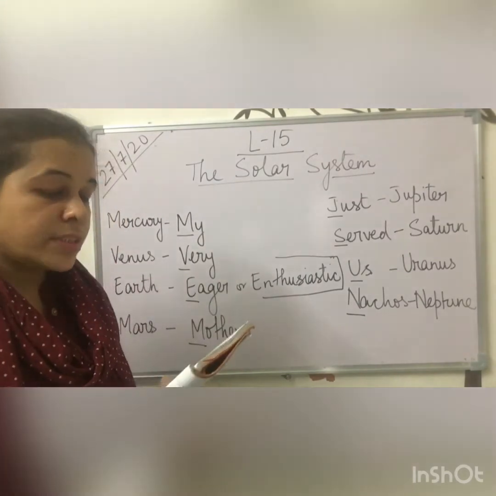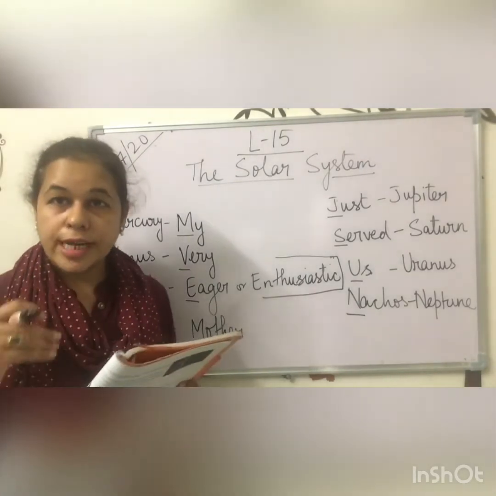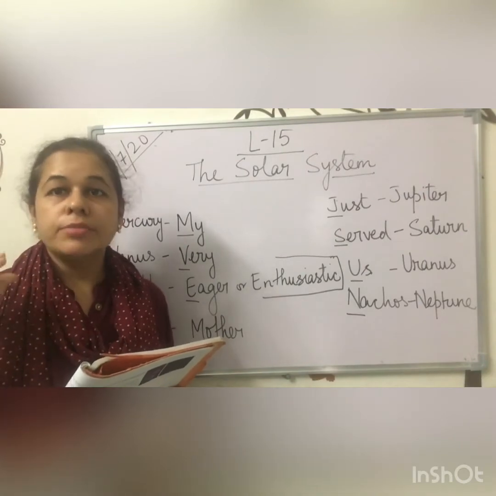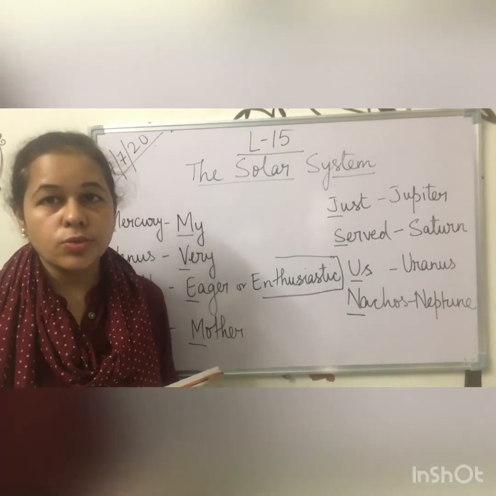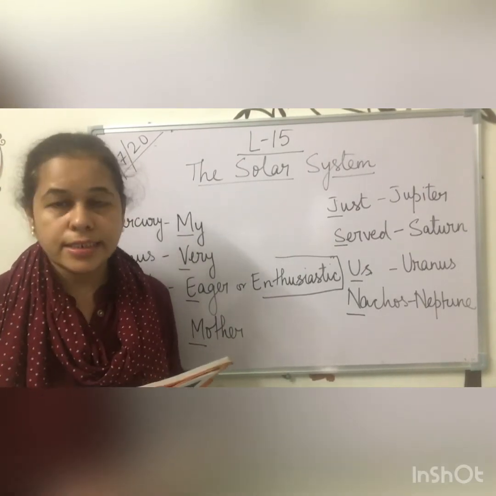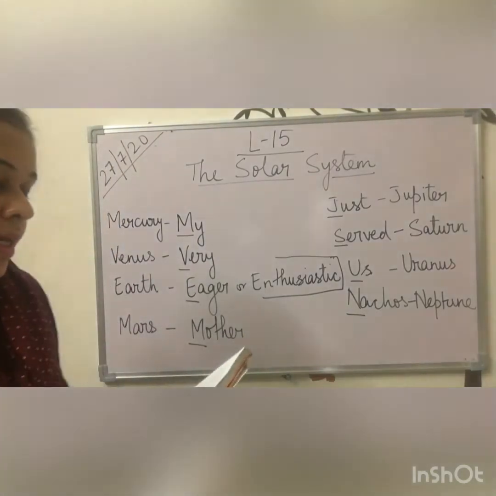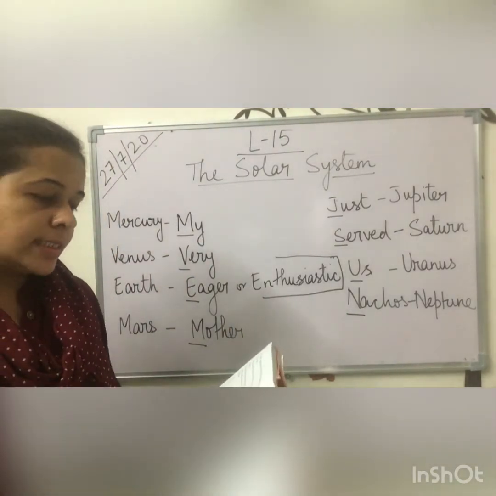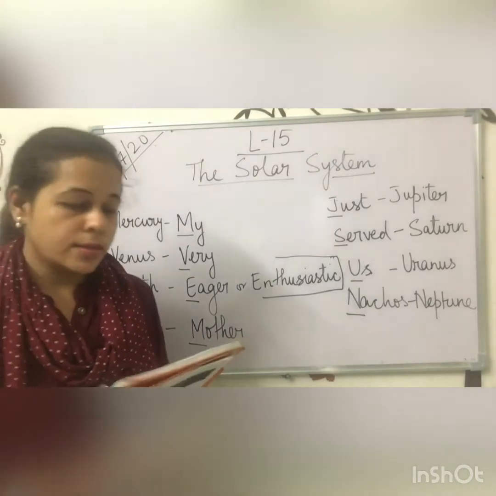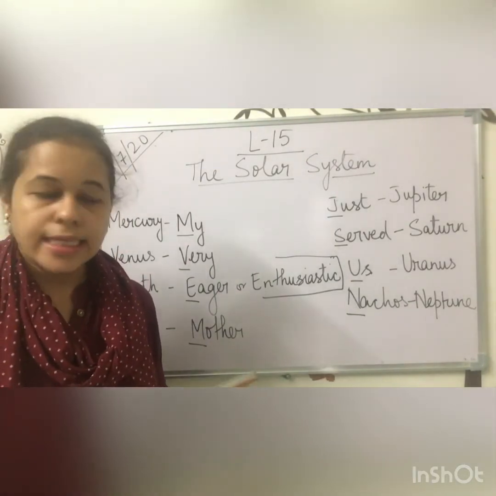From Earth it can be seen only with a telescope. If we try to see it from Earth, Neptune can be seen only with the help of a telescope. Okay, we can't see it with naked eyes. Okay, this was all about the planets. Now we are going to talk about satellites.